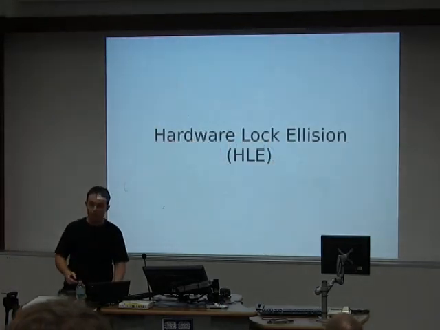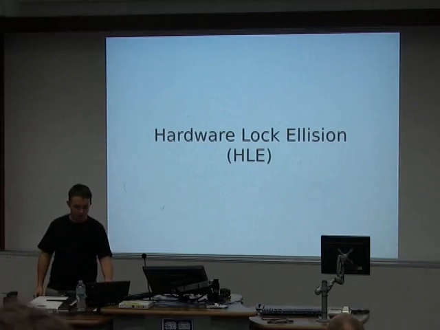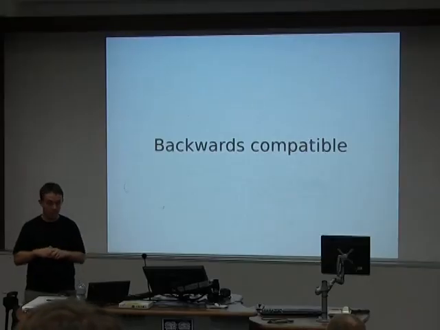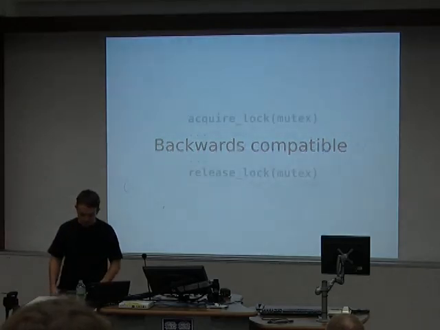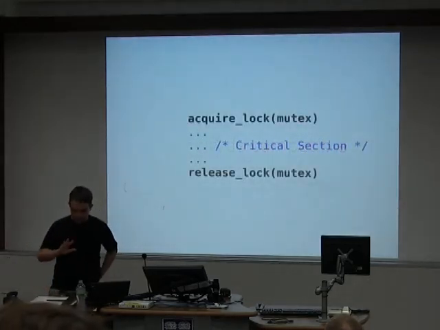The thing I didn't talk about before was hardware lock elision. This is interesting. It's quite a bit different to the other ones in that it's backwards compatible. So you can use this on existing processors and it'll actually work. So how do they do this? So this is all x86.